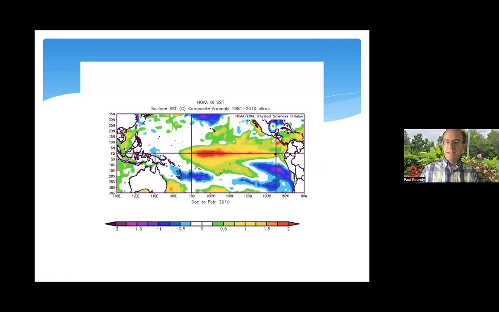Here is a classic, the strongest ever Central Pacific event, December to February ending in 2010. This 2009-2010 was a classical Modoki Central Pacific El Nino event. The warm water is concentrated just east of the dateline. The warm anomalies go to the coast, but it's not stronger over here in an anomalous sense like this is.